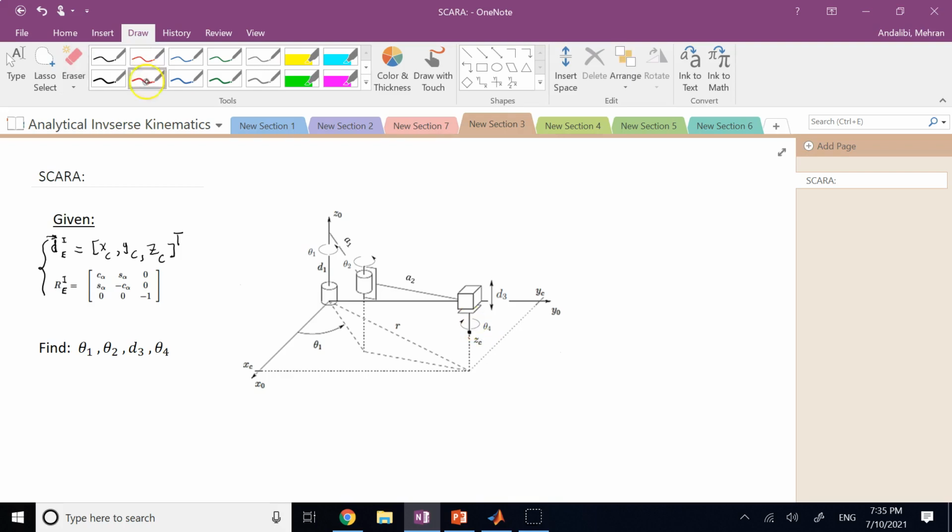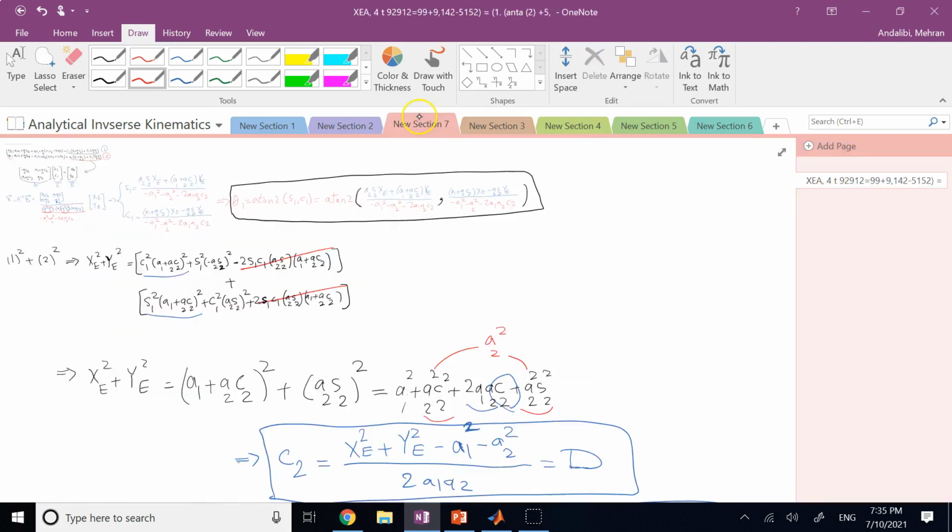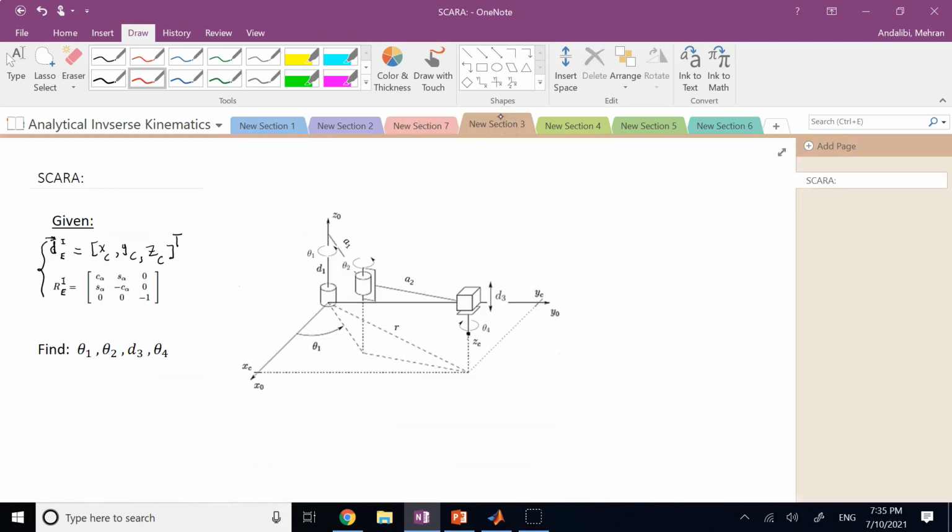Since a SCARA is like a 2D planar arm, as you can see, plus an extension in the z direction with the d3 and then a spin angle θ4, the equations, at least for θ1 and θ2 of the SCARA, could be very close or very similar to what we had for the 2 degree of freedom planar arm. And you can see that here.